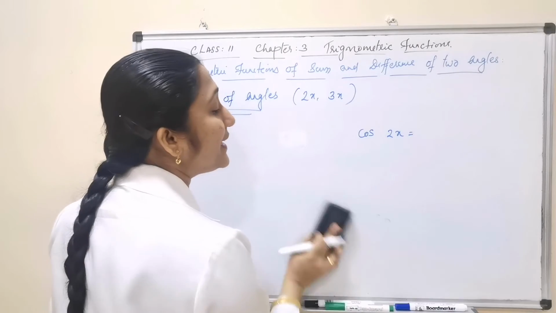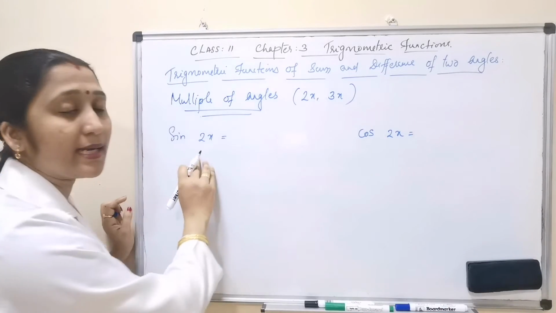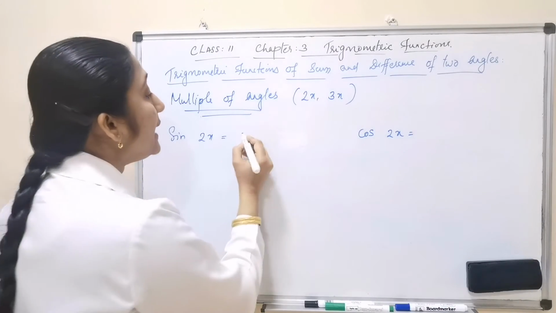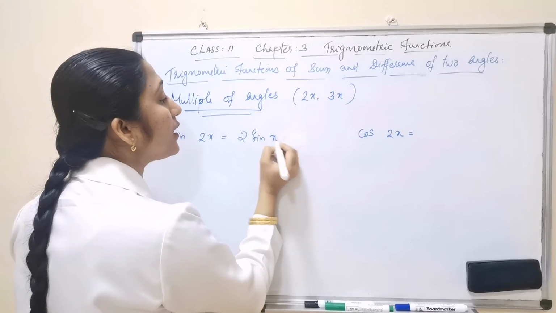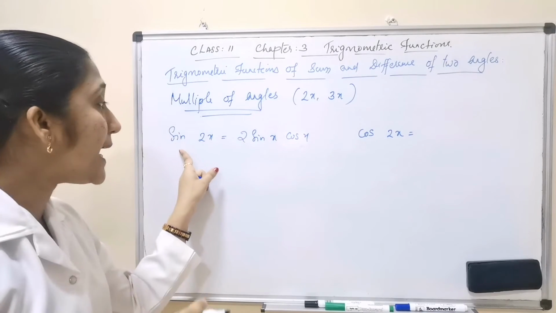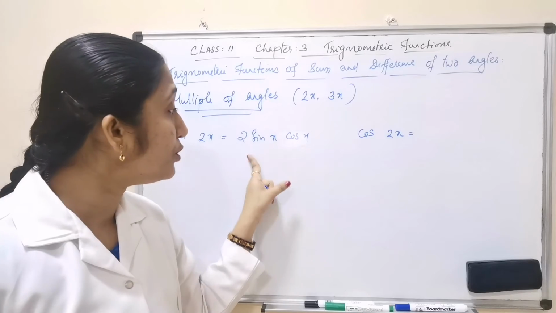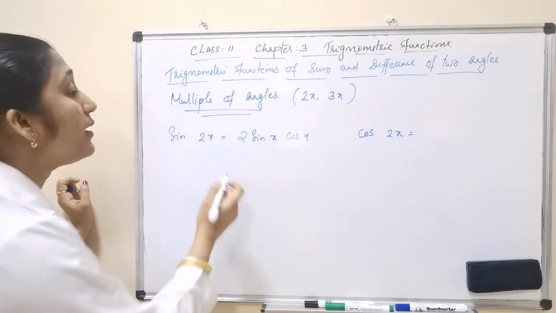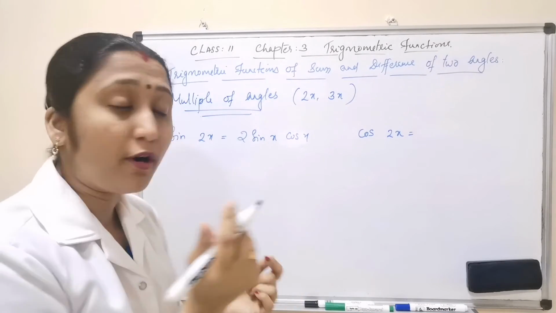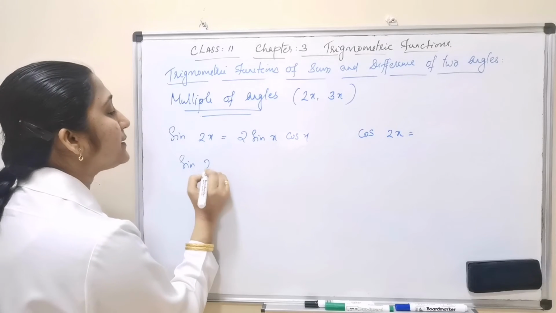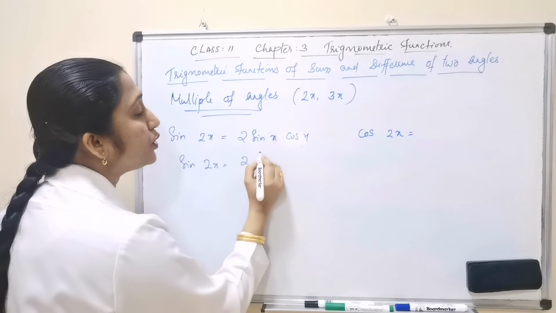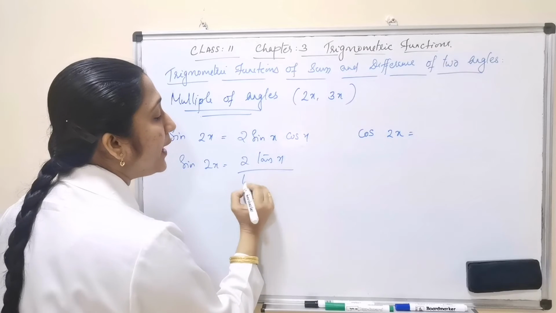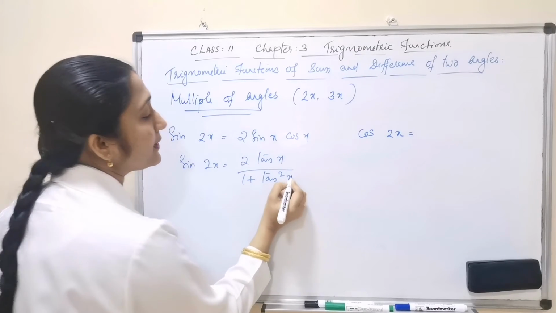Okay. So, the first one is sin 2 theta or sin 2x. That is 2 sin x cos x. So, sin 2x equals 2 sin x cos x. Or, we can write it in another form: sin 2x equals 2 tan x by 1 plus tan square x.